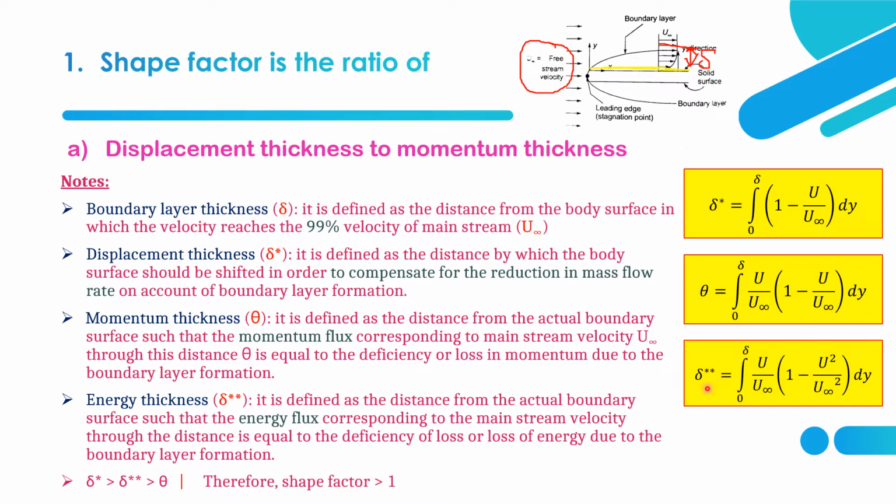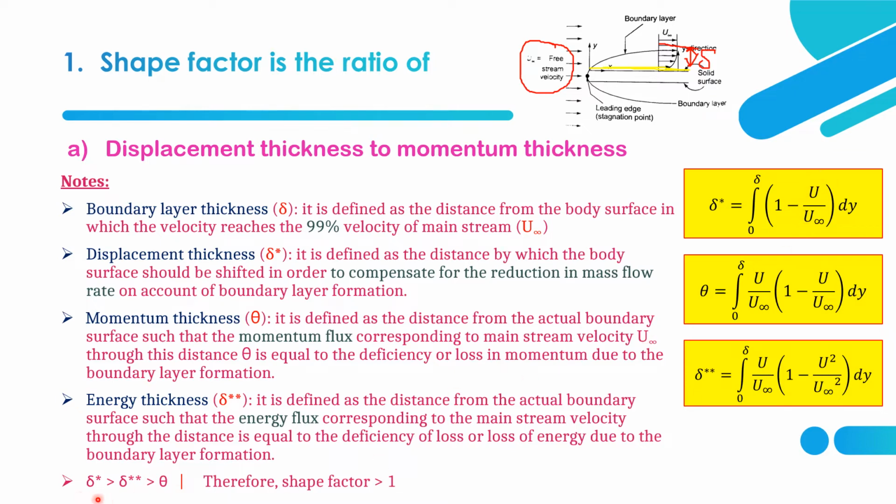So that's dy value. And del double star, that is energy thickness, is denoted by del star star, or it can be del suffix capital E. We can denote with any term. So that will be given by this equation: integration 0 to del of u by u infinity into 1 minus u square by u infinity square dy. So these are the three major relations in boundary layer theory. By using these relations, we can find the displacement thickness, momentum thickness, and energy thickness for that velocity profile distribution that is given for us.